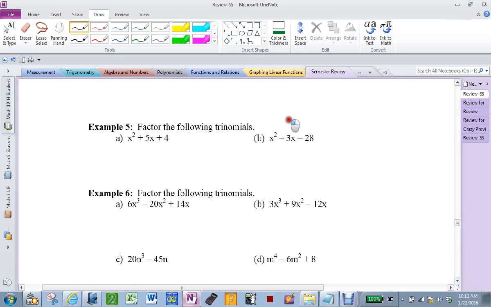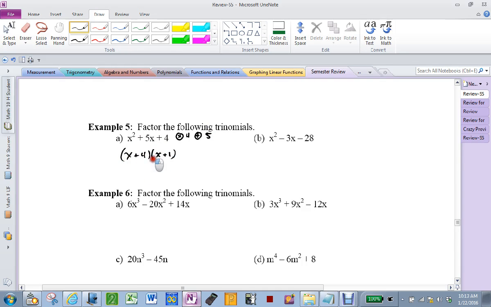Factor the following trinomials. If you're good, you don't need to do all the steps, but of course, some of you may need to. I look at that and I say, what do I need? I need to multiply to 4 and add to 5. What is it? 4 and 1. Since they're both positive, x plus 4, x plus 1.